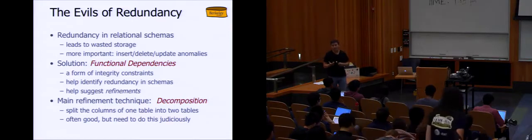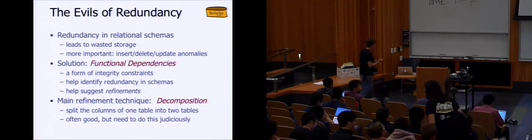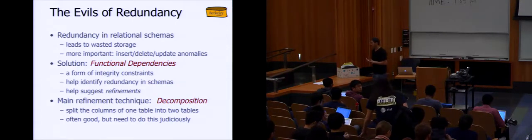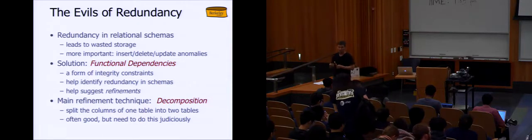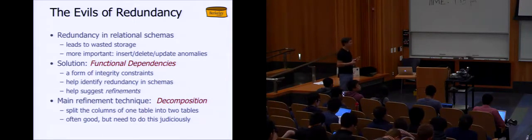Here, we're actually going to have some theory that's going to help us. It's going to identify places where redundancy is inherent in our designs, and it's going to tell us, or at least suggest to us, how we can remove this redundancy and come up with alternative designs that are cleaner. In essence, how we can refactor our schemas.